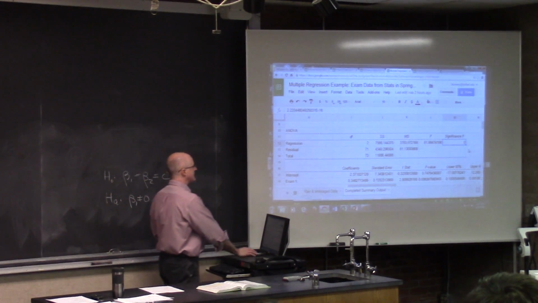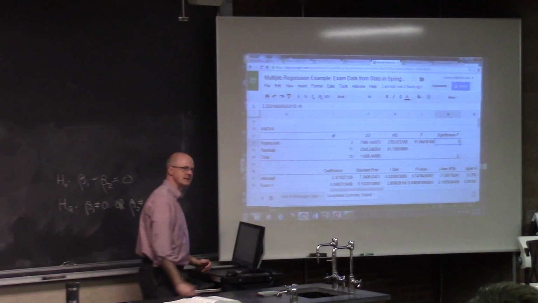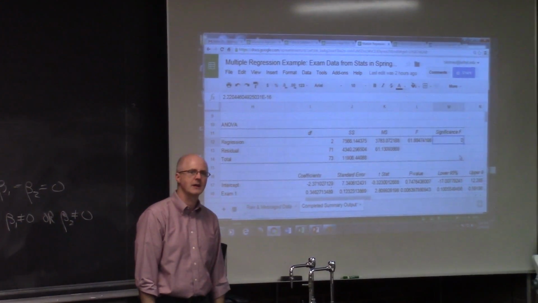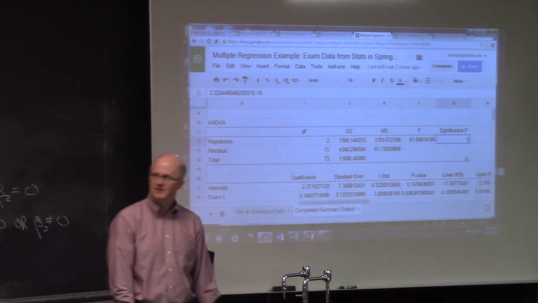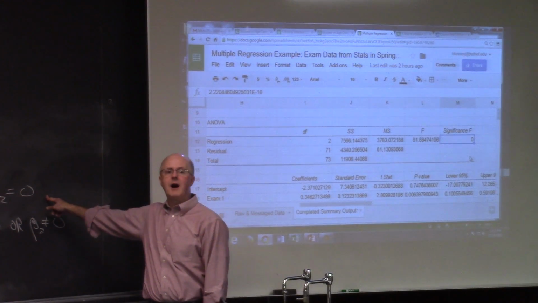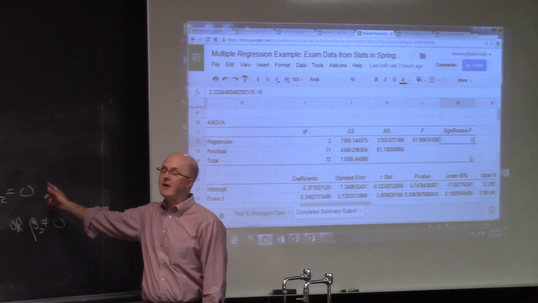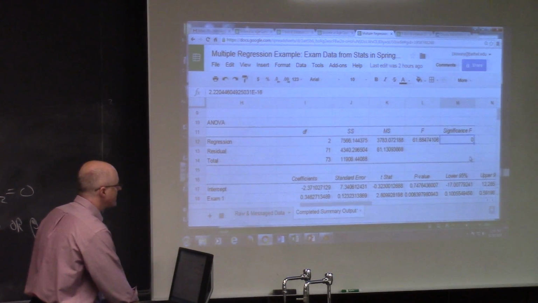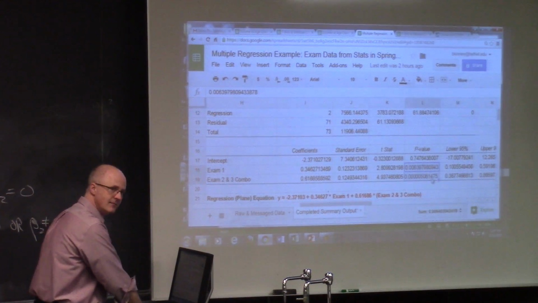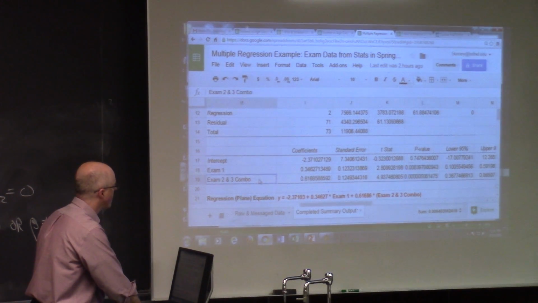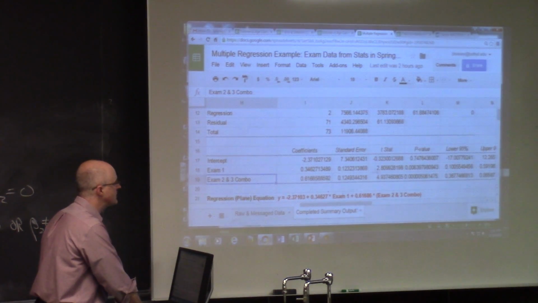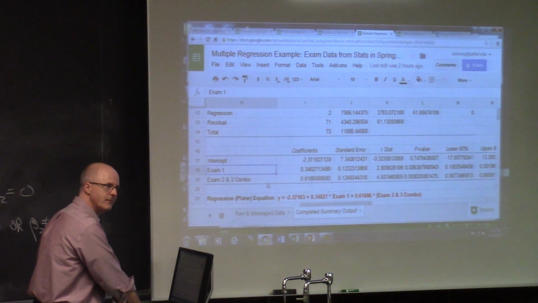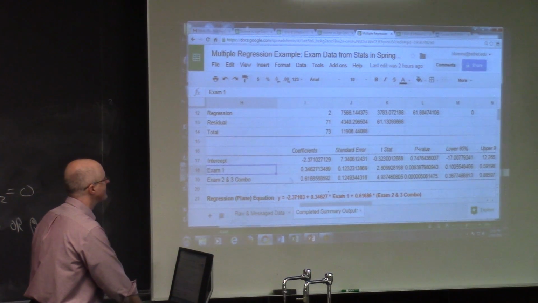And the p-value for this test is, again, super close to 0, not even bothering with scientific notation, just rounding it to 0. Definitely we have evidence against this null hypothesis. We're very, very confident that at least one of these two slopes is non-zero. These p-values refer to each slope individually. We've got more confidence that the slope for the exam 2-3 combo is non-zero than we do that the slope for the exam 1 is non-zero. We have evidence against the null that it is 0.